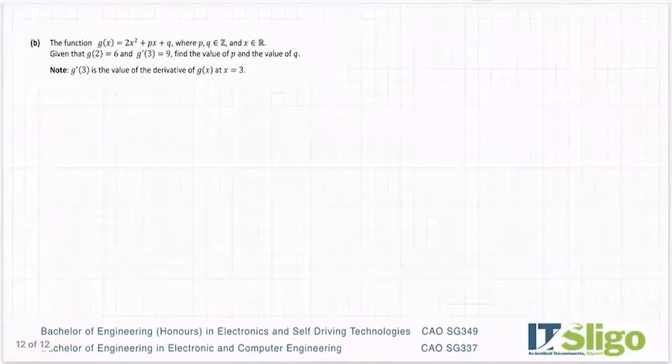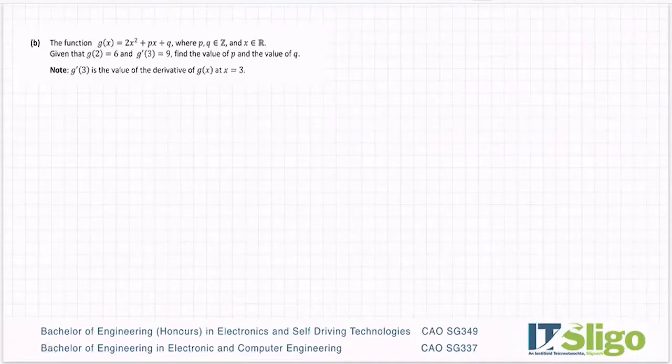Okay, part B then of that question. The function g of x is equal to 2x squared plus px plus q. So this is a functions question where p and q are integers and so on and so forth. Given that g of 2 is equal to 6 and g dash of 3, a little bit of calculus in it, is equal to 9, find the value of p and the value of q. And then it tries to help you by telling you it's the value of the derivative. Okay, derivative being differentiation.